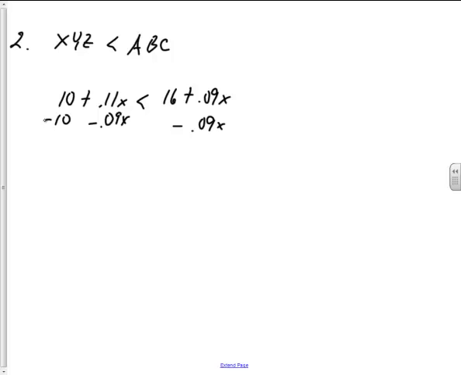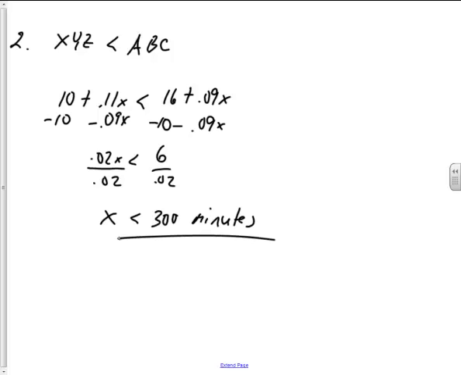So I subtract 10 from both sides here, so I end up with 0.02x is less than 6, and then if I divide by 0.02, I end up with x is less than 300. So in order for XYZ to be a better deal, it must be less than 300 minutes. I hope you figured that one out.